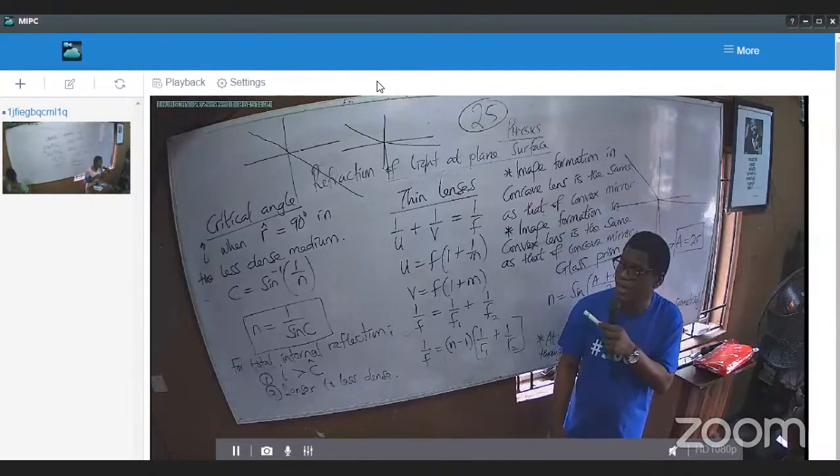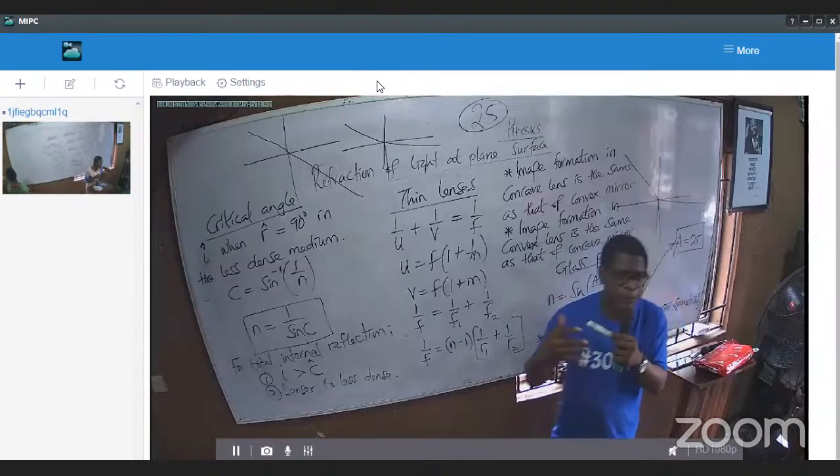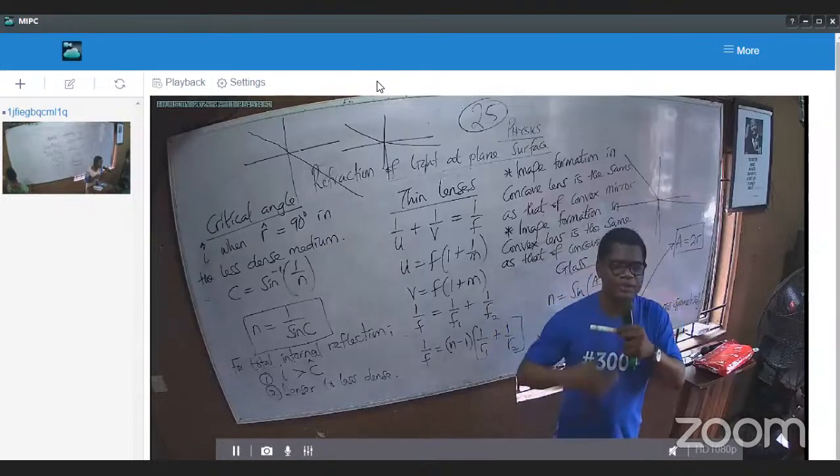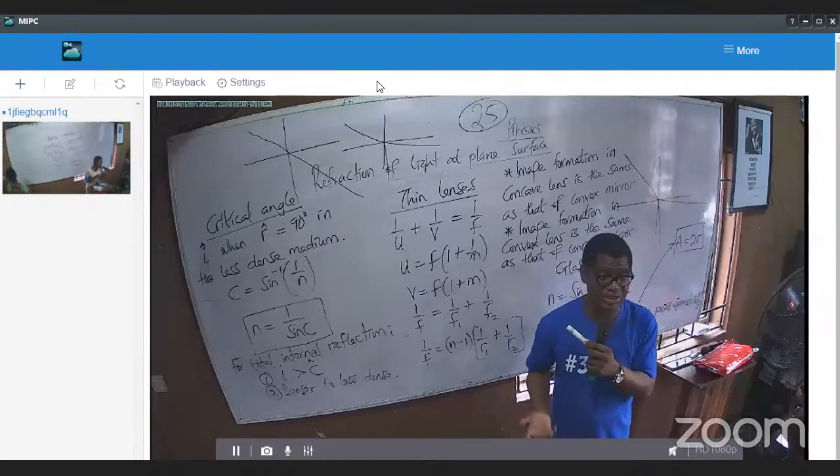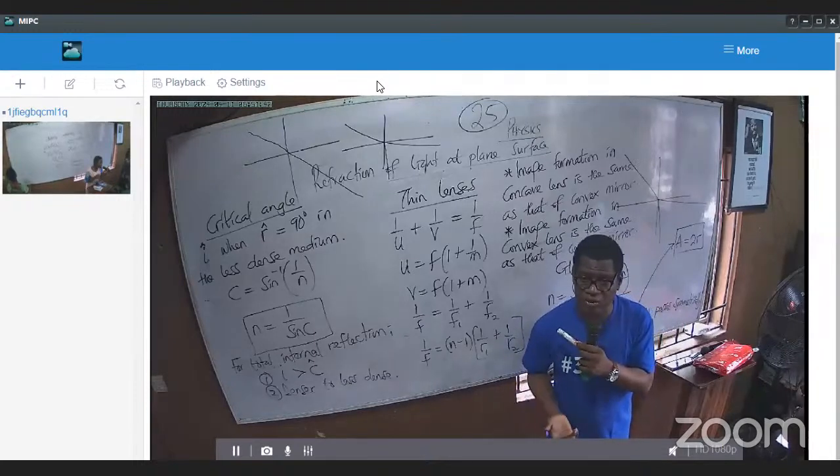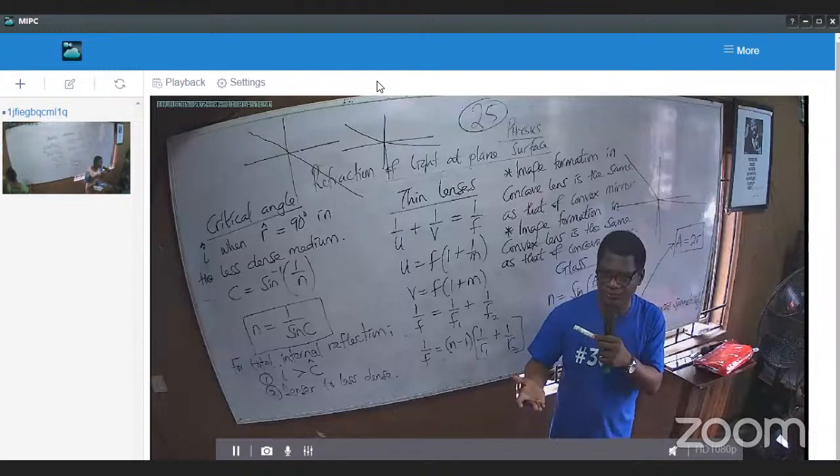And that's the reason why sometimes when you stand in front of a swimming pool, the pool appears to be shallow. And unfortunately, the pool is not shallow, it's deep. The pool appears to be shallow until when you enter it, you are in trouble.